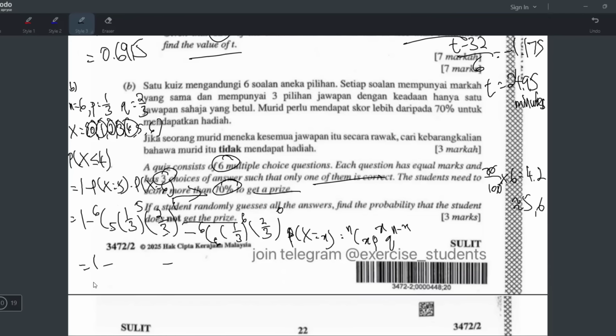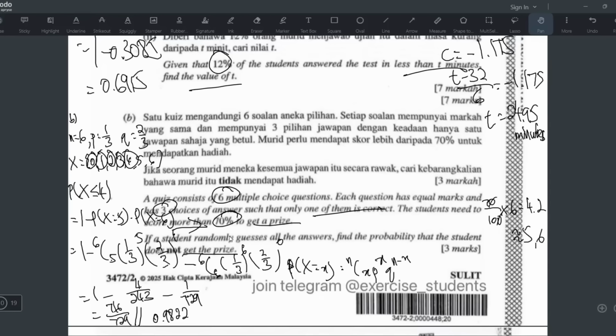Now you press calculator, and then nanti dapat jawapan lah. Alright, what is 6C5 times 1 over 3 power 5 times 2 over 3? That gives 4 over 243. And then 6C6 times this, I got 1 over 729. And then 1 minus that, dapatlah jawapan 716 over 729. If you want to write in decimal, can also 0.9822, but if you want to write in decimal, write 4 decimal places. Okay. Alright, I'm done with that. So this is worth 10 marks. So that's all.